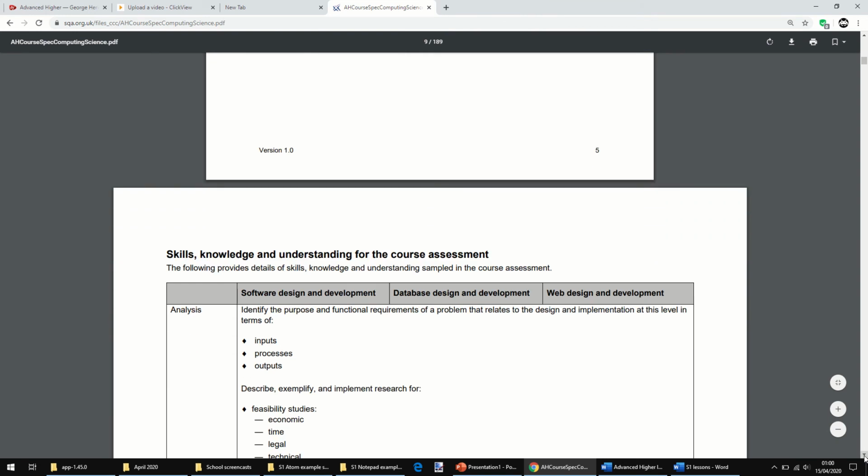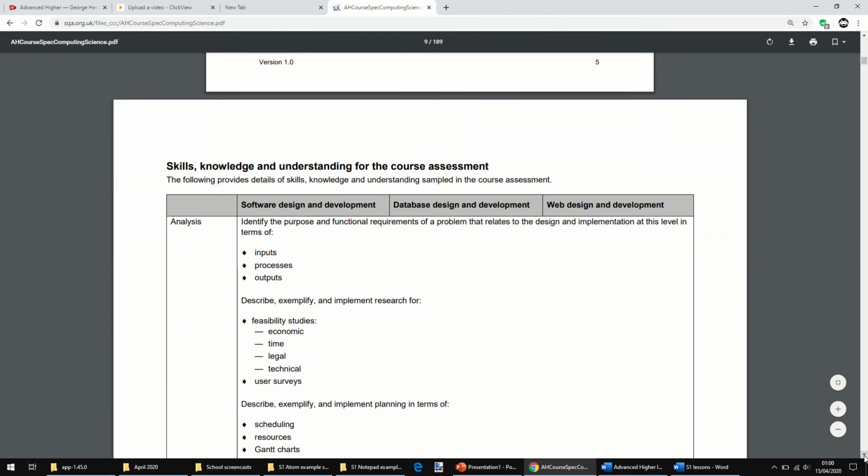You get this for Nat 5 and Higher, even the way it's laid out here. For all of them, you need to be able to identify inputs, processes, outputs, feasibility studies, and so on.